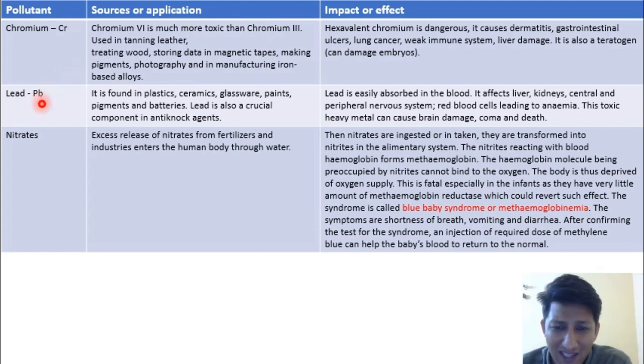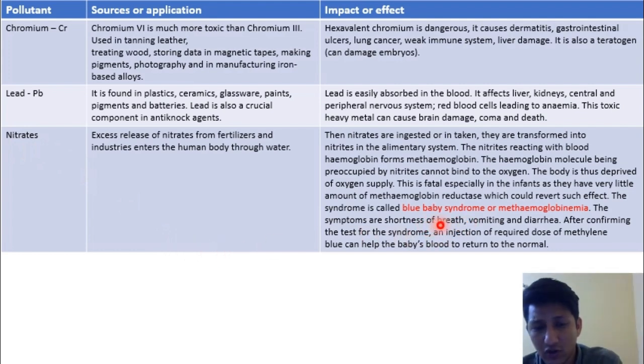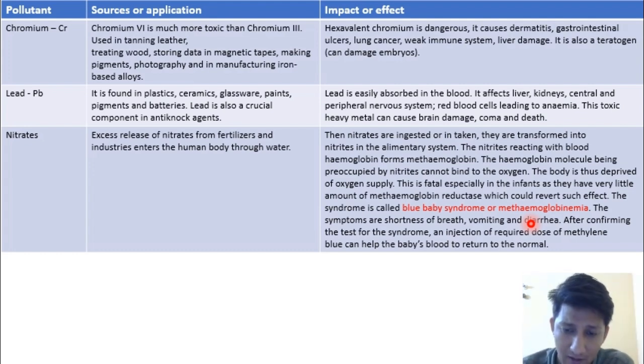Then chromium, lead. So just read it. Nitrates, if we have excess nitrates in the water, it causes a disease called blue baby syndrome, and the color of the skin becomes blue. Usually there's a chance that babies can develop this kind of disease. Methemoglobinemia is another name for this disease. What I suggest is to remember the name of the pollutant and the name of the disease, and give it a little read. No need to go into detail, but you should be able to link the disease name with the chemical. There is a chance that this can come as a one or two mark or fill in the blank kind of question.